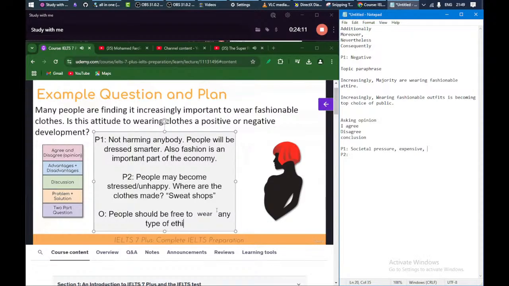Okay, so once again, this plan has helped me to really understand this question. I know exactly what the question is asking me, what type of question it is, and I'm able to plan the details in my sentence structure that we learnt in an earlier lesson.